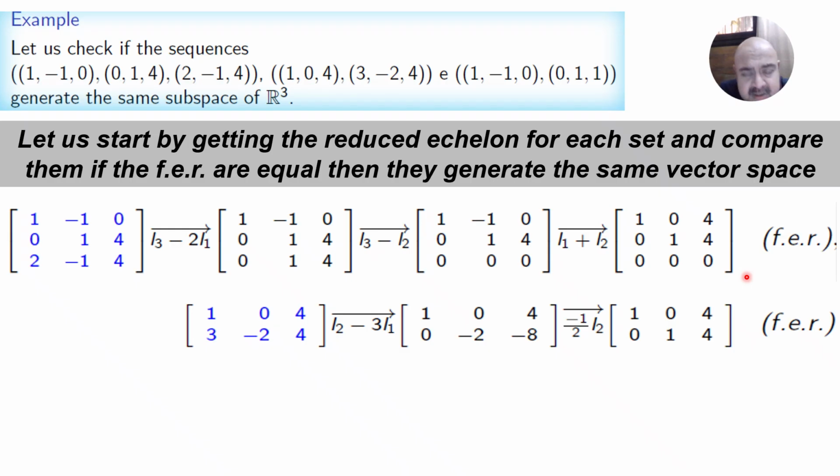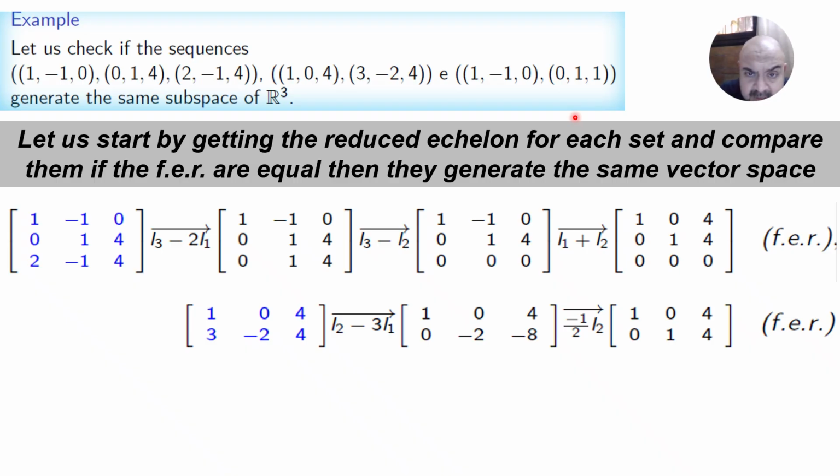This means that the first two sequences are exactly the same, and they can represent or generate the same subvector space. Let's now check for the third one. Is it going to be the same or different?